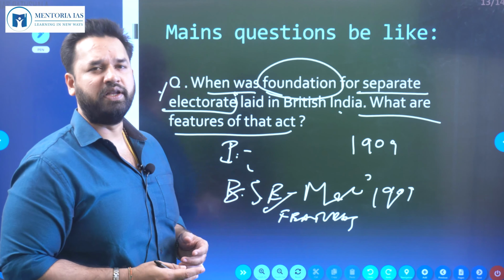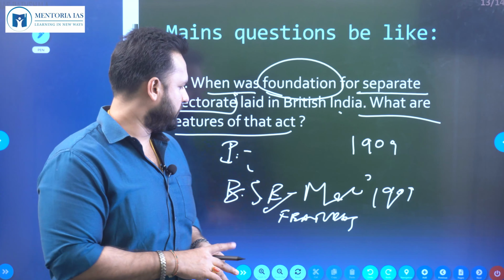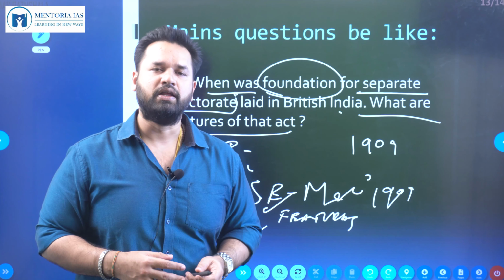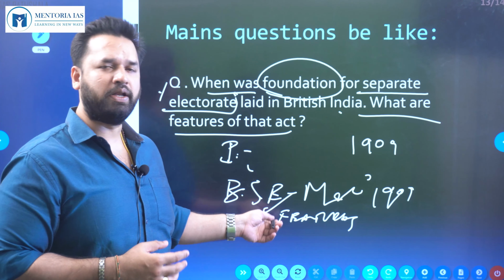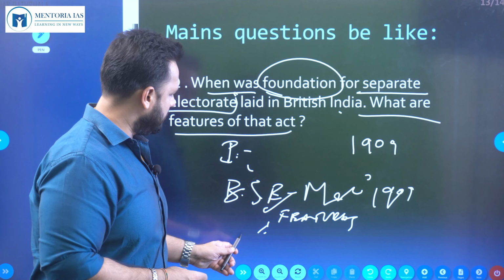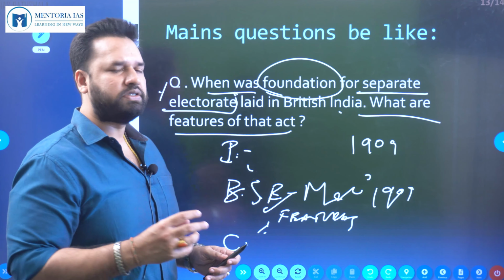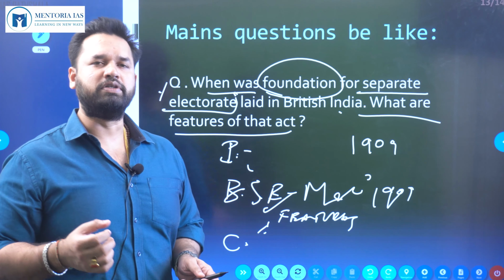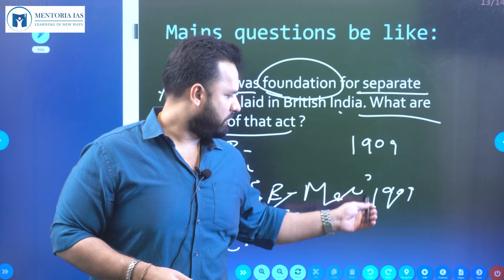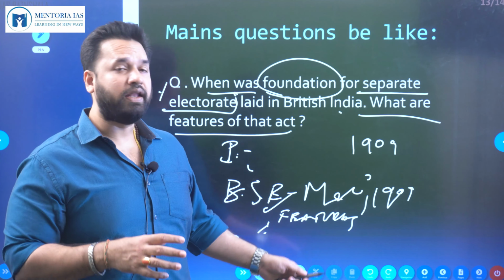For the Executive Council, you mention the name of Satyendra Prasad Sinha, who became the first law member to the Executive Council, and then provincial non-official members were increased. You write the features and then you conclude saying that the British laid the foundation for separate electorate, which till date we are facing as communal hatred in our society. And then end on a positive note.